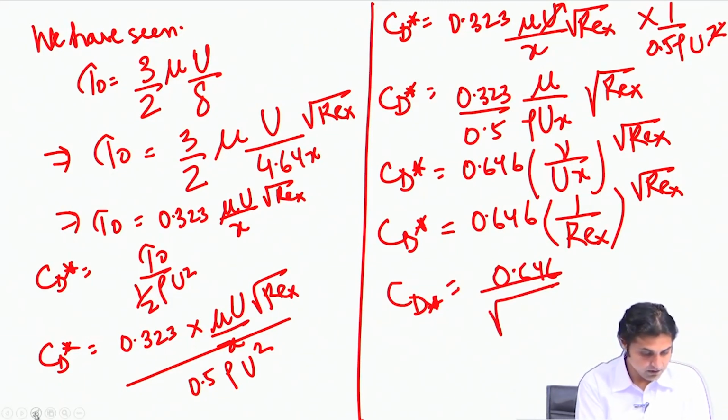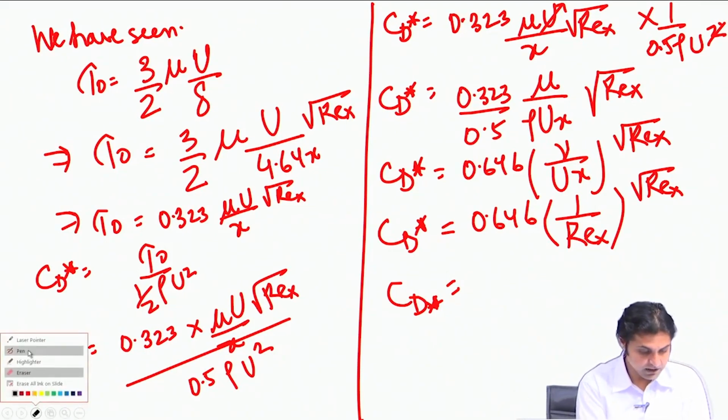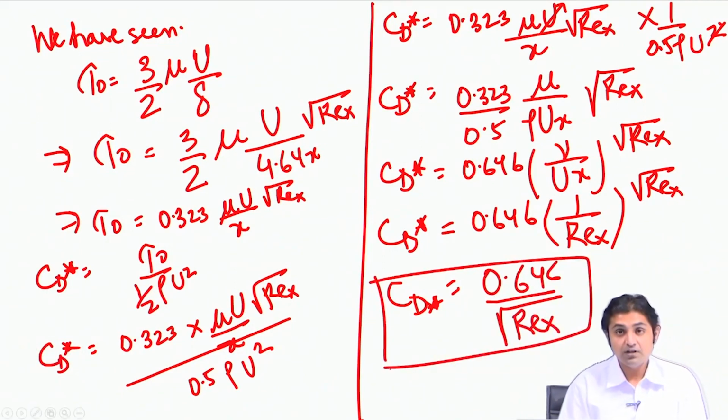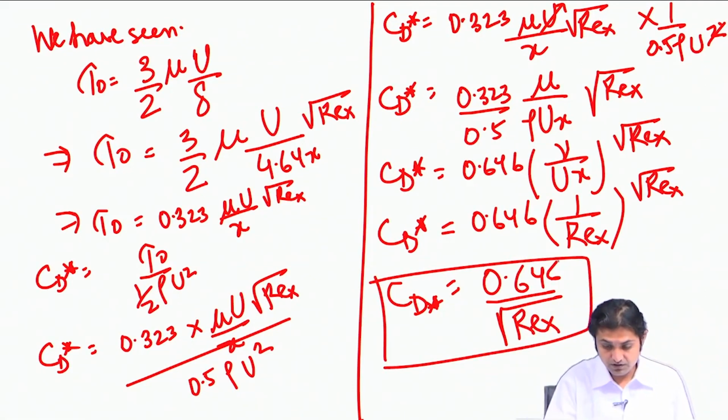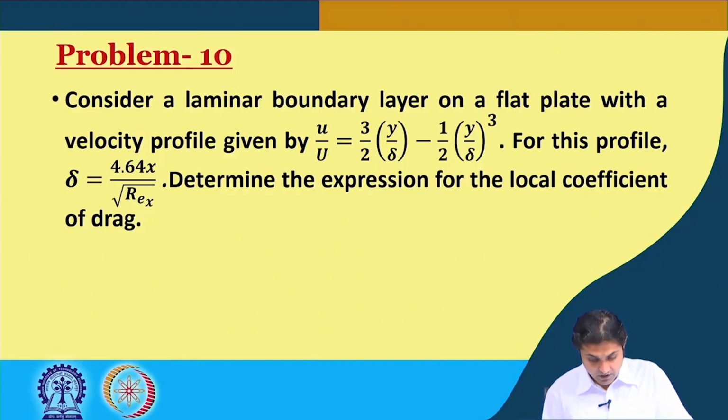So CD star finally can be written as 0.646 divided by under root Re x. Okay, I will take the eraser and write it properly. So this is the drag coefficient, 0.646. All right. So this is the solution to one of the other questions. One more problem.